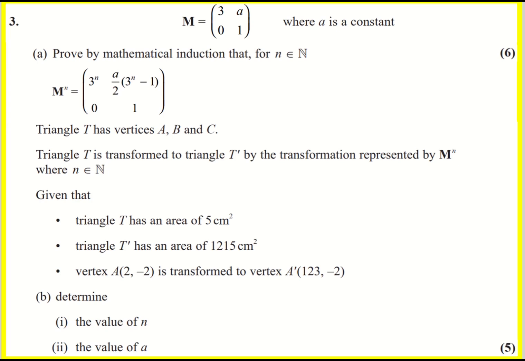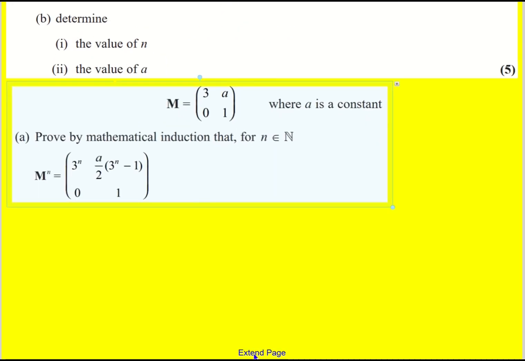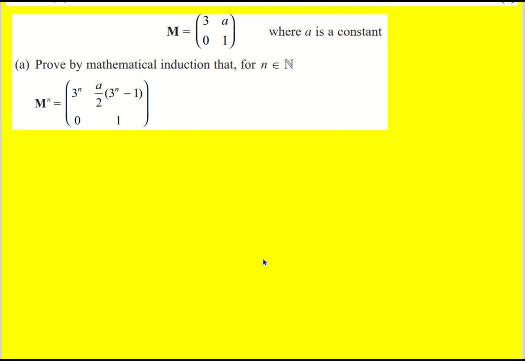Normally induction questions are just sat in isolation, so what I really like about this one is that the result is then used in the second part. Okay, just going to come down here to get a little bit more space. We're told that M is [[3, a], [0, 1]] and asked to prove by induction that M to the n is this.